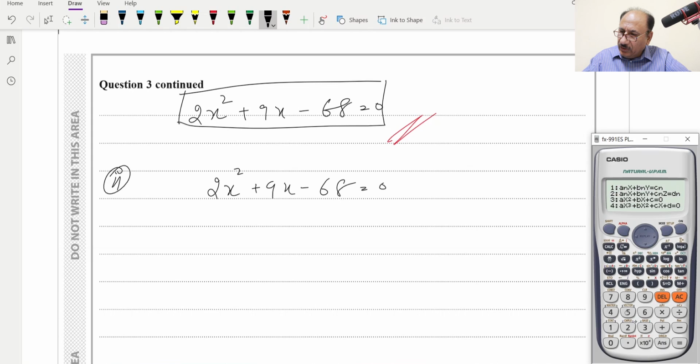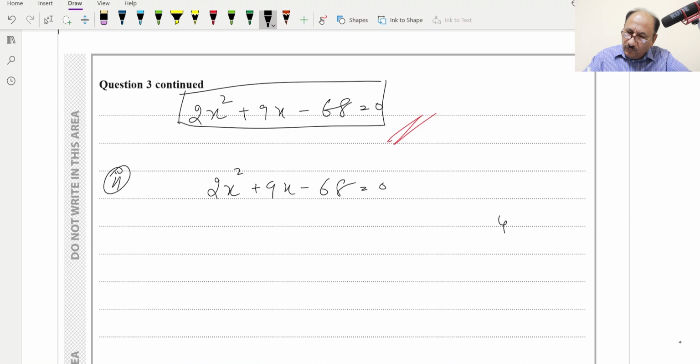So mod 53, and this will be coefficient of 2. Coefficient of x square is 2, coefficient of x is 9, and the constant value is minus 68. And we can check for the values. x1 is 4 and minus 17 by 2. Then we will change sign, plus and minus, and we will utilize this.